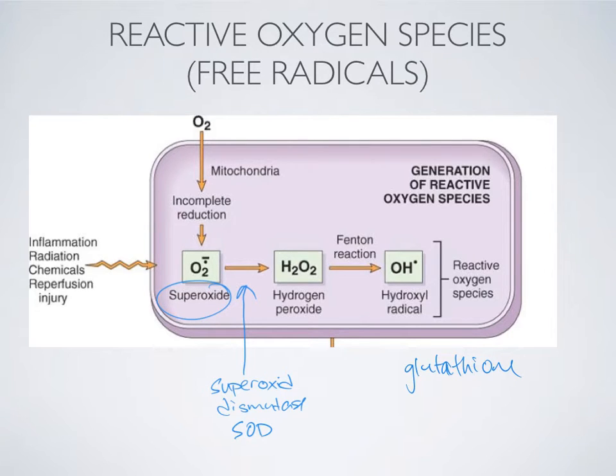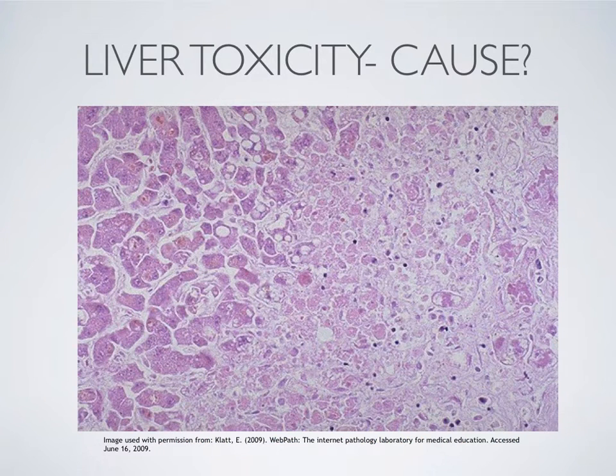One of the places that you find this a lot in high quantities is the liver. And that's because one of the liver's jobs is to metabolize things that you ingest. So a lot of chemicals are metabolized inside the liver. So let's go back to our image of liver toxicity here. This is actually a histology slide from a person who overdosed on acetaminophen. So you all know that Tylenol can cause liver damage, right? You've heard that?